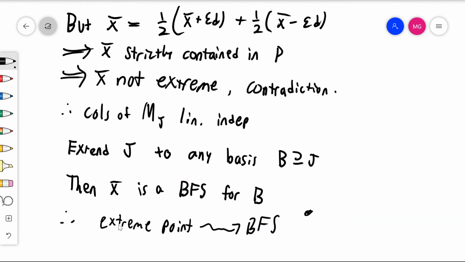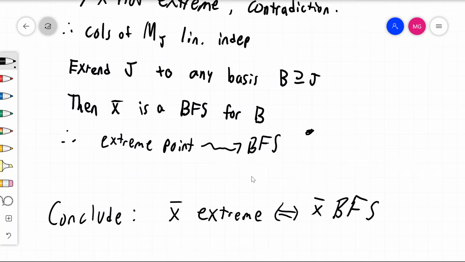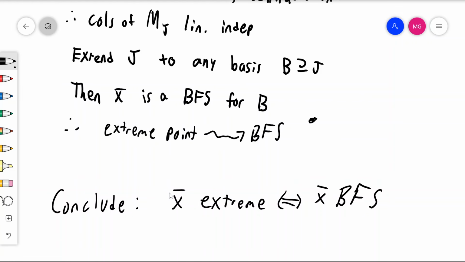Because what we just did is we started by assuming that x bar was an extreme point, and we showed that it's a basic feasible solution. And so those are the two directions of the proof, and we can finally conclude that x bar is an extreme point if and only if x bar is a basic feasible solution. And so that is going to give us some pretty deep geometric insight into what is happening with the simplex algorithm, and we'll elaborate on the consequences of this result in the next video.